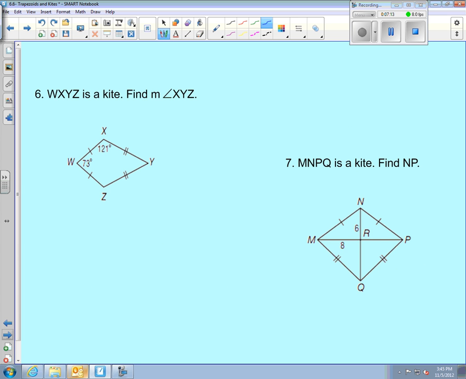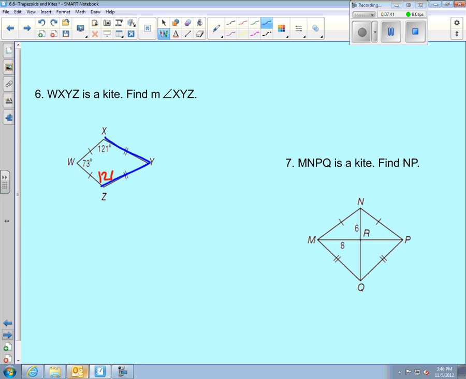Okay, so let's go ahead and look here at problem 6. WXYZ is a kite. Find angle XYZ. So to find that angle, let's put in some information we know, which is that this is going to be 121, because those are opposite angles that are congruent, because they're formed by the non-congruent sides.